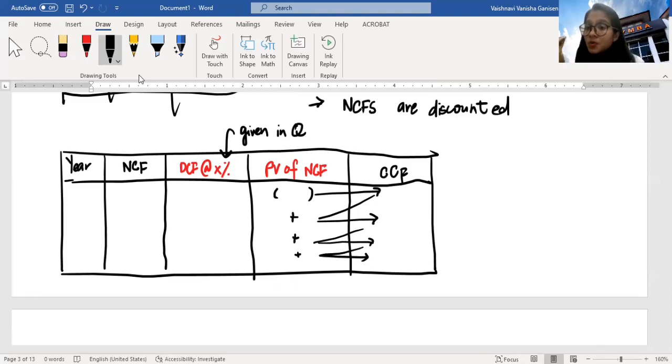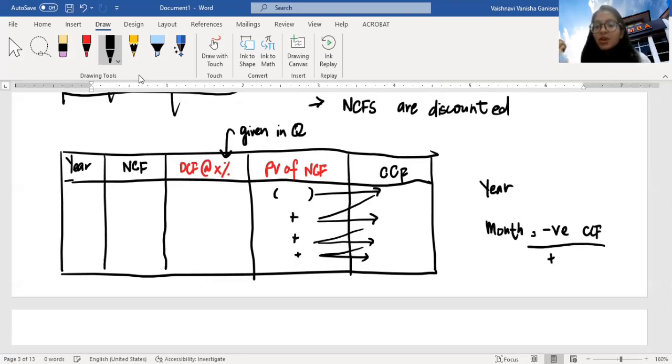When you want to find the number of years, the month will be the negative CCF over positive PV of NCF multiplied by 12. All right. Now, it's not really that difficult. Actually, I would say it's not even difficult at all, because you guys already have the basics. You already know what to do.